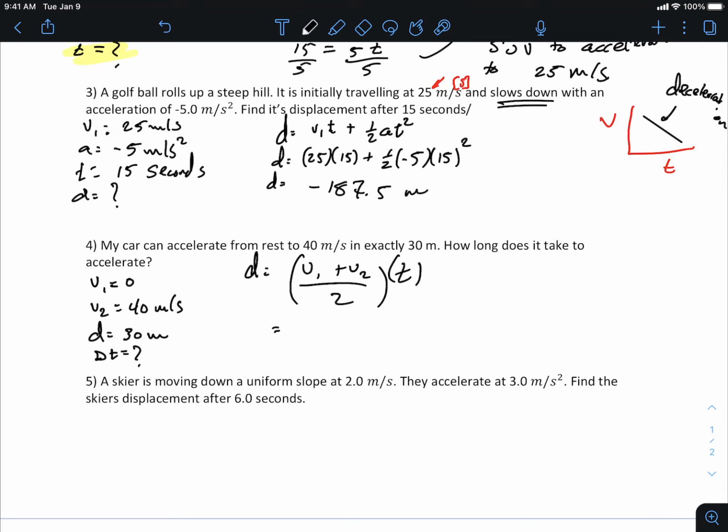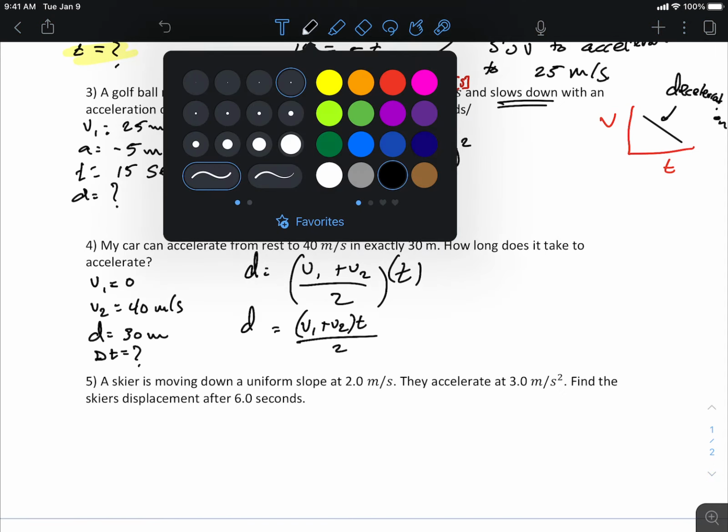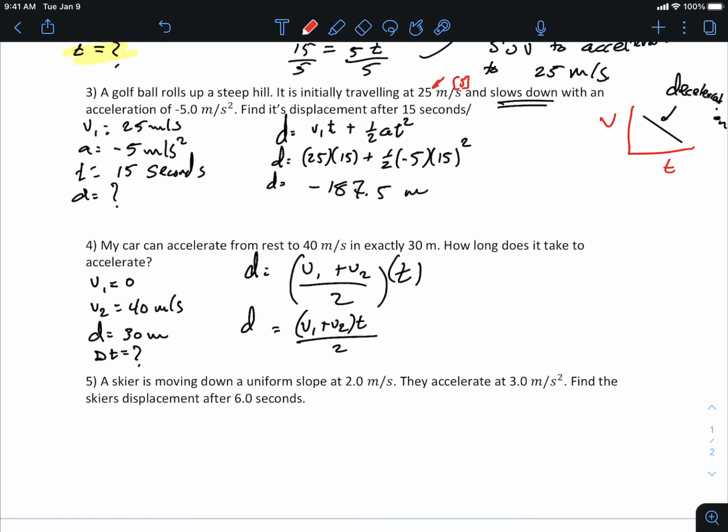Well, this one's a little bit tricky mathematically to solve, right? But this is the same thing as saying we could go (v1 plus v2), both of those multiplied by t, if I were to multiply that in there. And then I'm also divided by 2. So I haven't really done anything. I've just taken the first line and rewrote it. And that's equal to d, right?